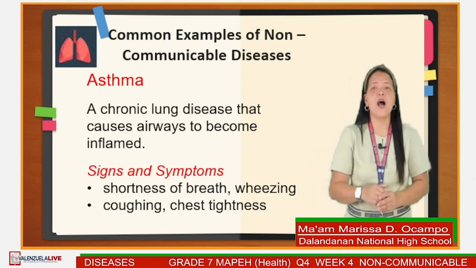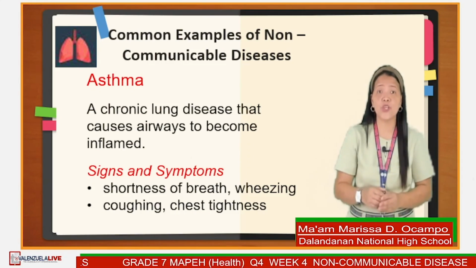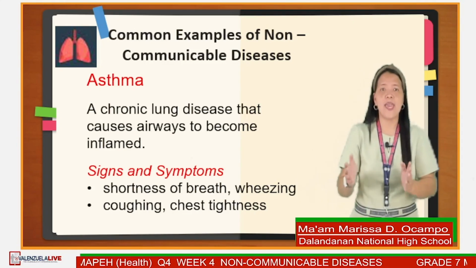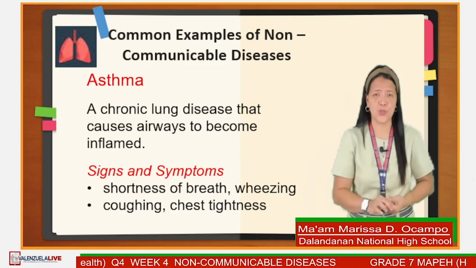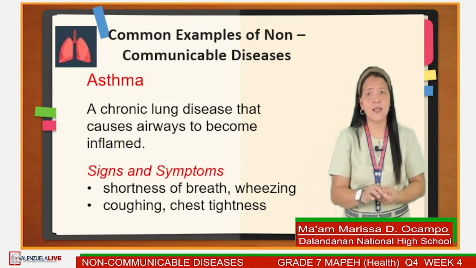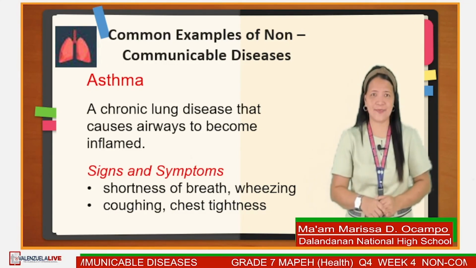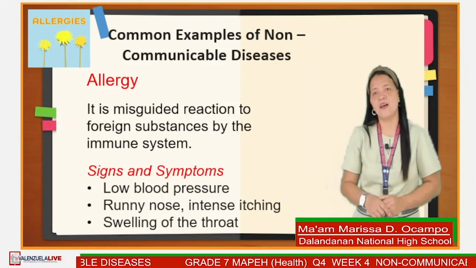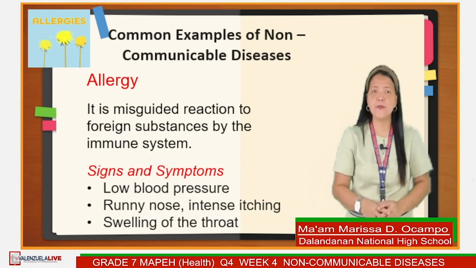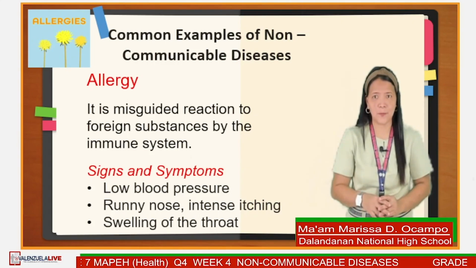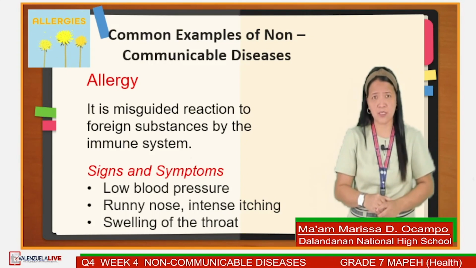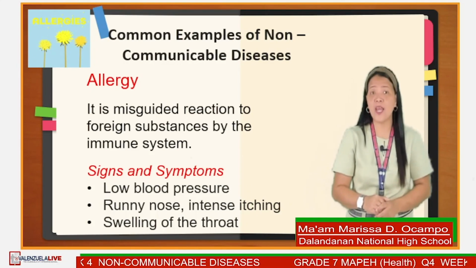Asthma, a chronic lung disease that causes airways to become inflamed, which means that they swell and produce lots of thick mucus. Signs and symptoms: shortness of breath, wheezing, coughing, chest tightness. Allergy. Allergy is a misguided reaction to foreign substances by the immune system. Signs and symptoms: low blood pressure, runny nose, intense itching, swelling of the throat.